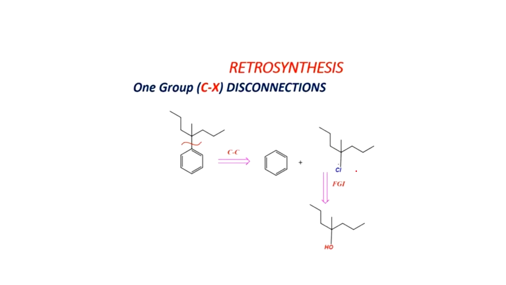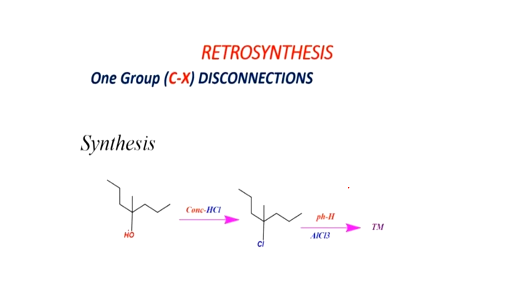Then here is the presence of a positive charge. The positive charge could be stabilized by using an electronegative atom. So on this atom we can do a functional group interconversion, replacing Cl by an OH group. OH is nothing but an alcohol group, and we get that alcohol in an easier way. So we are doing the fragmentation in such a way that we get a stable fragment or stable radical.